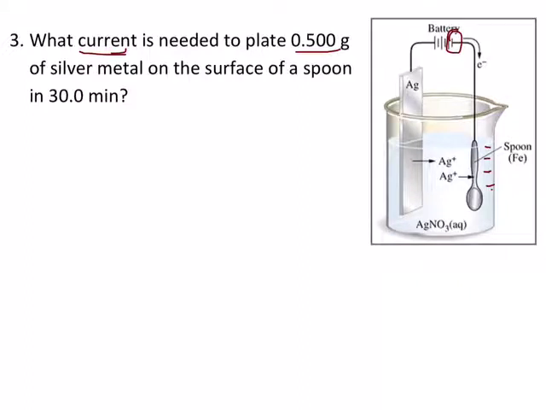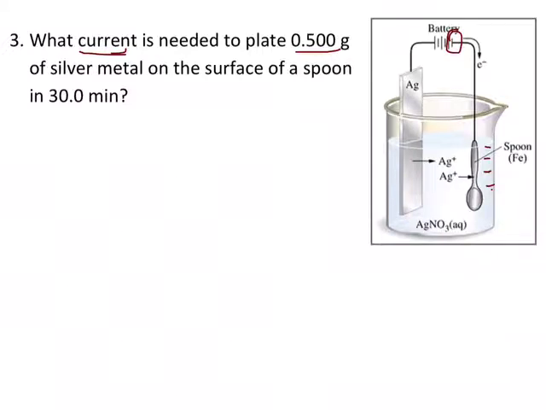The other electrode here, the anode, is a silver strip simply to replace the silver ions that are being reduced at the cathode. So every time a silver ion is reduced on the surface of the spoon, a silver ion is going into the solution from the silver strip. So the concentration of silver in the solution stays constant. But of course, eventually the silver strip will dissolve and you'll need to replace the silver strip.